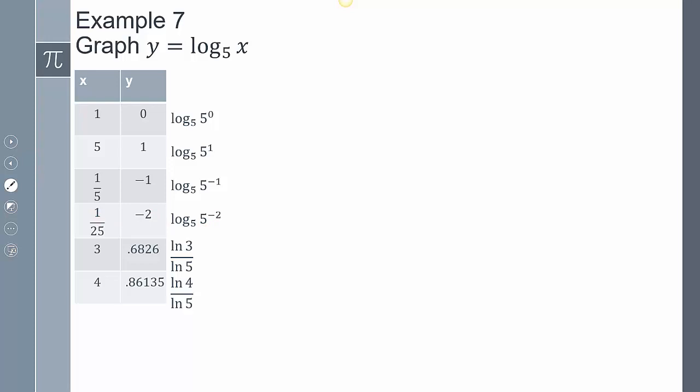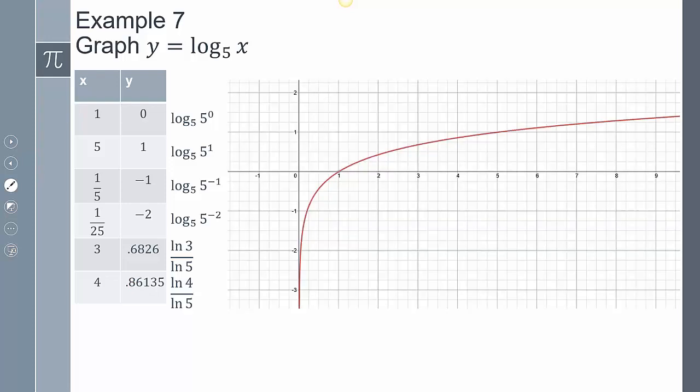So know that you can pick nice values if you wanted to, and you're going to be able to graph nice values. The other alternative is I can say log base 5 of 3. Well, I'm going to have to use my change of base formula. Log base 5 of 4, use your change of base formula. And so you're going to get those values, and once you do, you can plot them on your graph. So 1, 0, the other one's 5, 1, 1 over 5, negative 1. That's about right there. So just know that you're able to use either nice values or not nice values.